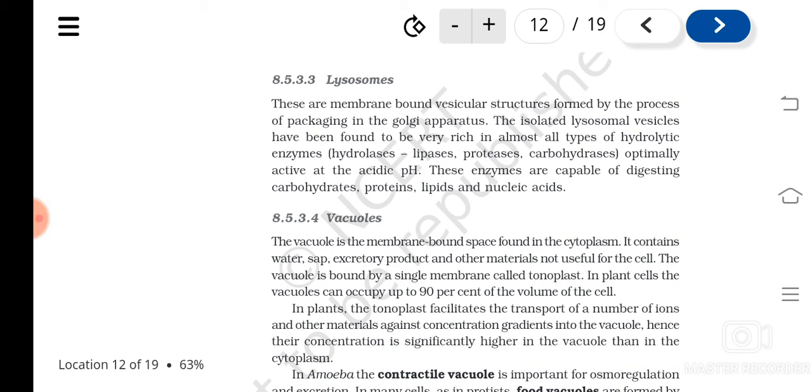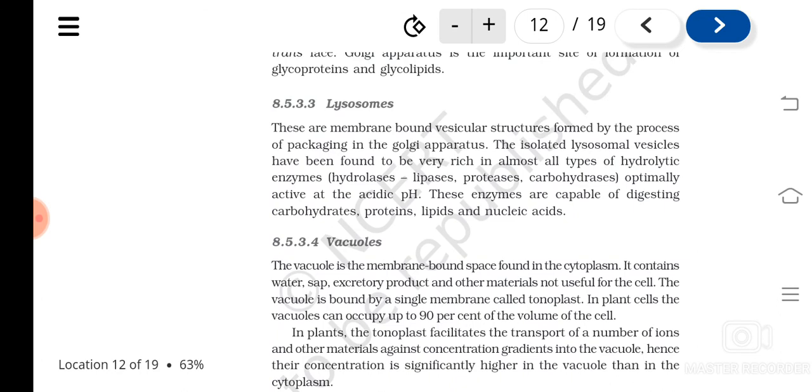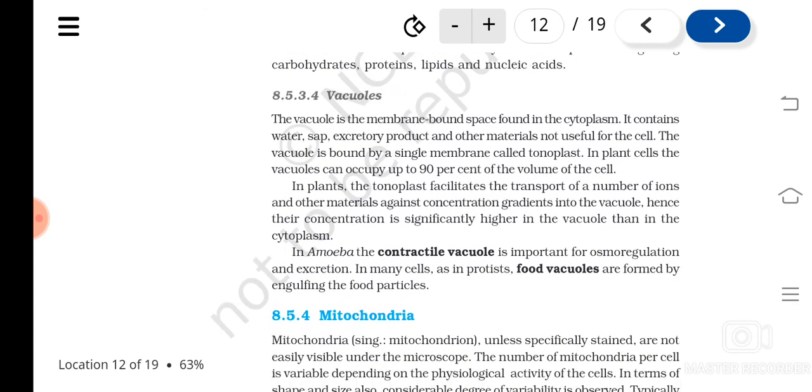Suicide bags. You know why they are known as suicide bags? Because when a cell is damaged or affected by any infections, the lysosomes can burst and release their enzymes, and these enzymes digest the cell content, or the infected cell. Is it clear? So this is another part of the endomembrane system. What is that? Lysosomes.